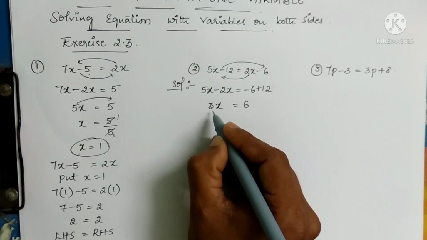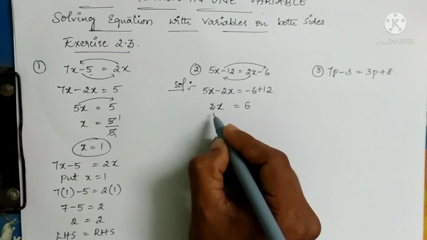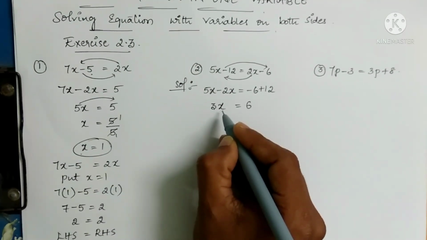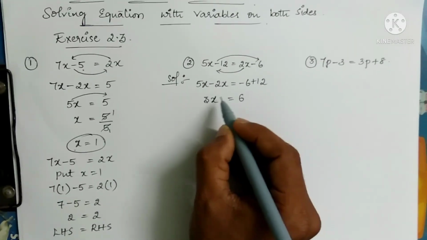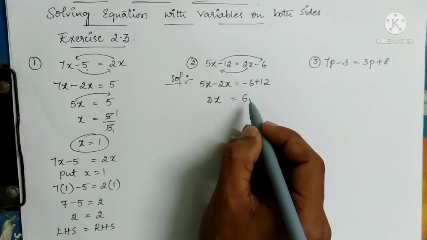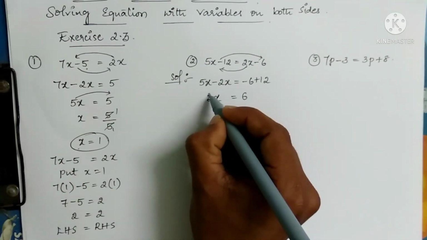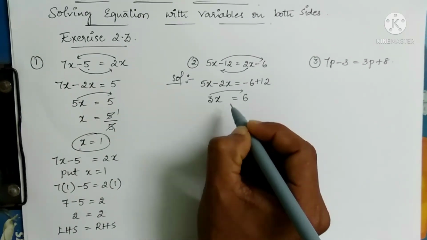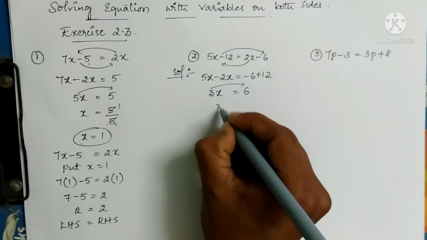Now you can see in the LHS 3 into x, which is a multiplication. If I transpose multiplication to RHS, it becomes a division. That means we have to transpose this constant 3 to RHS, and it becomes a division.